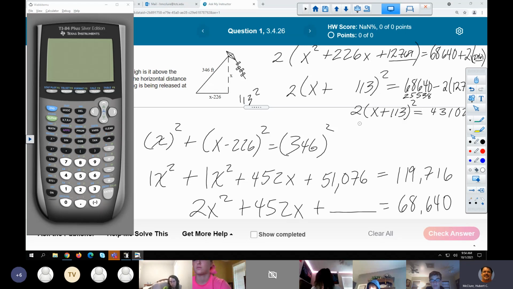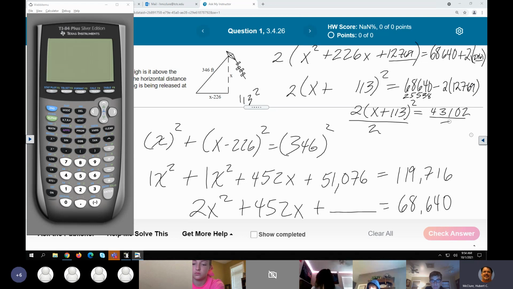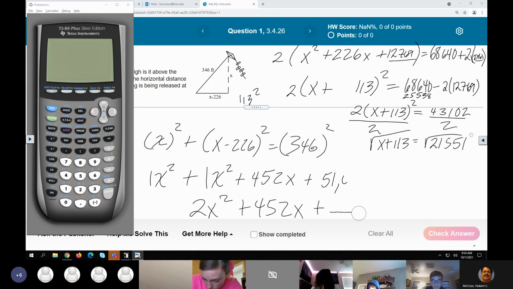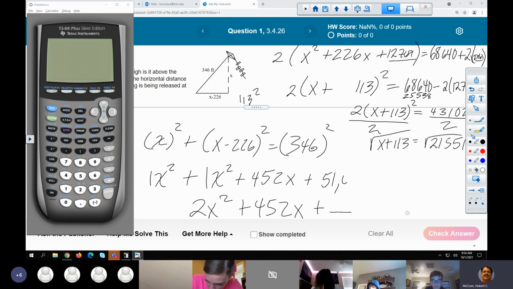Okay. Divide that by 2. That's the vertex. 113, negative 113. That's 21,551. What are you talking about? Divide by 2. Oh, okay. Let's divide it by 2. What'd you say? 21,551. Take the square root of that.